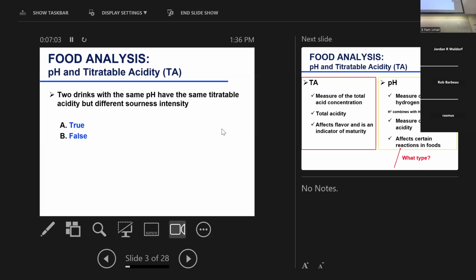Of course, lower pH will be more sour, but depending on the acid you have in the system, sometimes to reach a particular pH of 3, you need to dump in a lot of acid. Other times, one particular acid will quickly get to pH 3 with less acid. So the amount of acid correlates more strongly with sourness than the pH itself, and that is because of the dissociation and the strength of the acid you have in the system. So it's false.